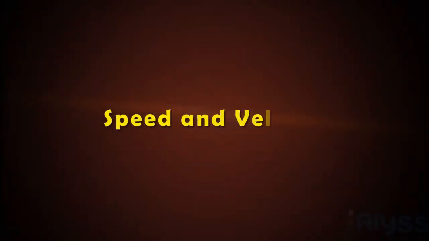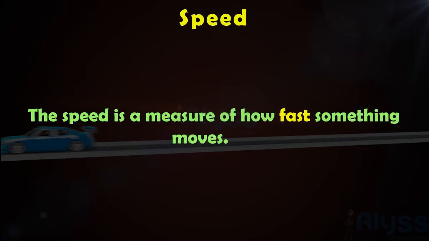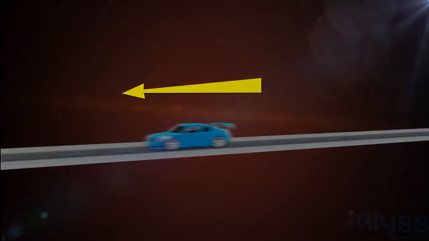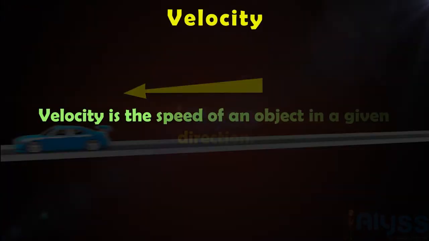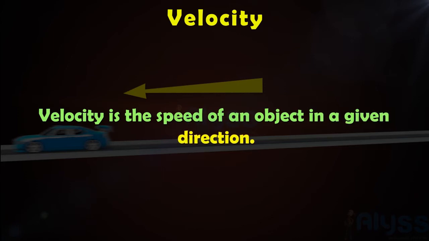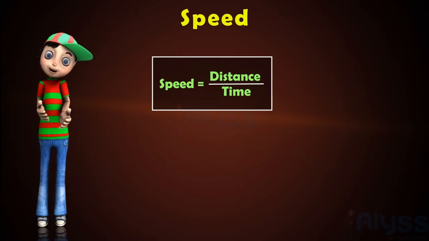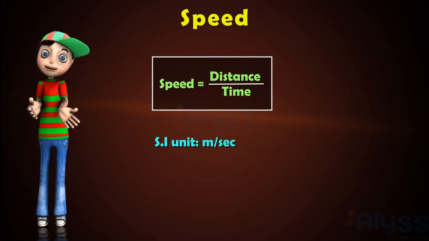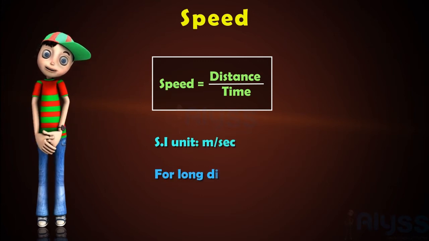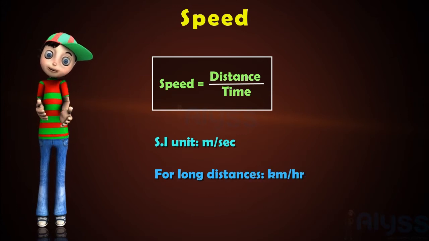Now let's discuss the difference between speed and velocity. Speed is a measure of how fast something moves, and velocity is the speed of an object in a given direction. Mathematically, speed is equal to distance upon time. The SI unit of speed is meter per second, and for long distances, it is measured in kilometer per hour.